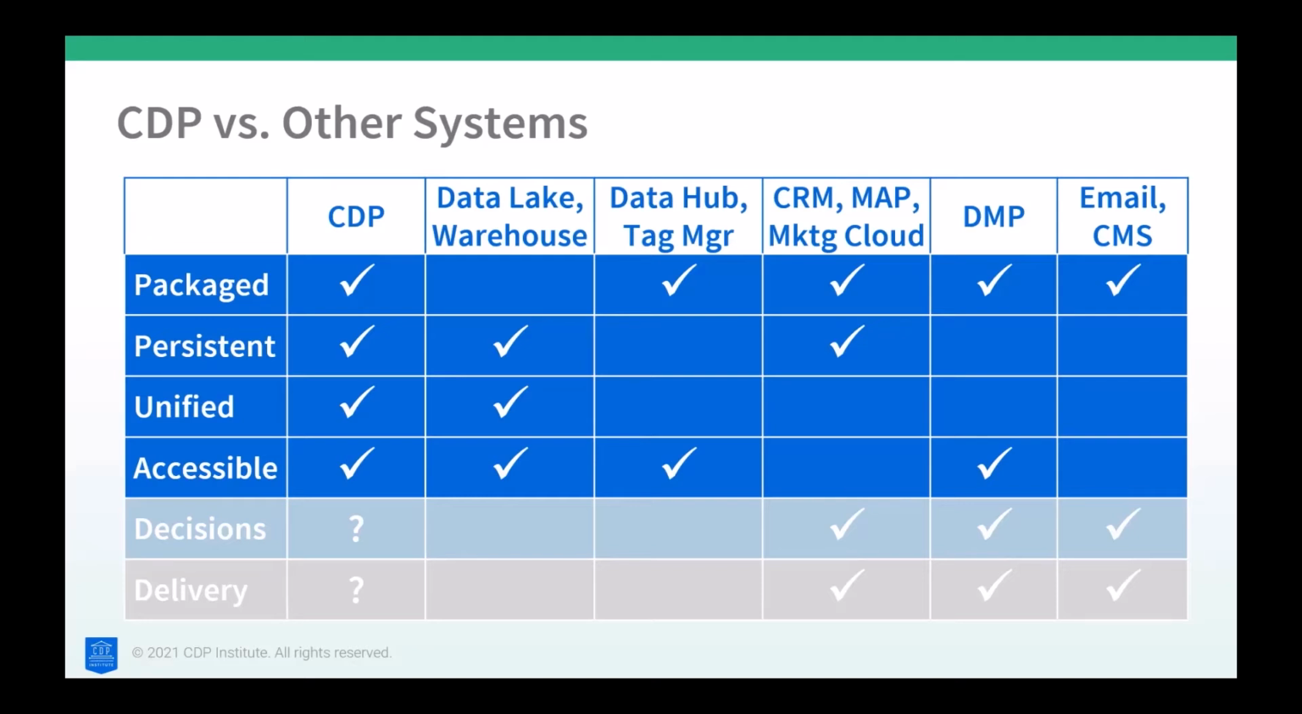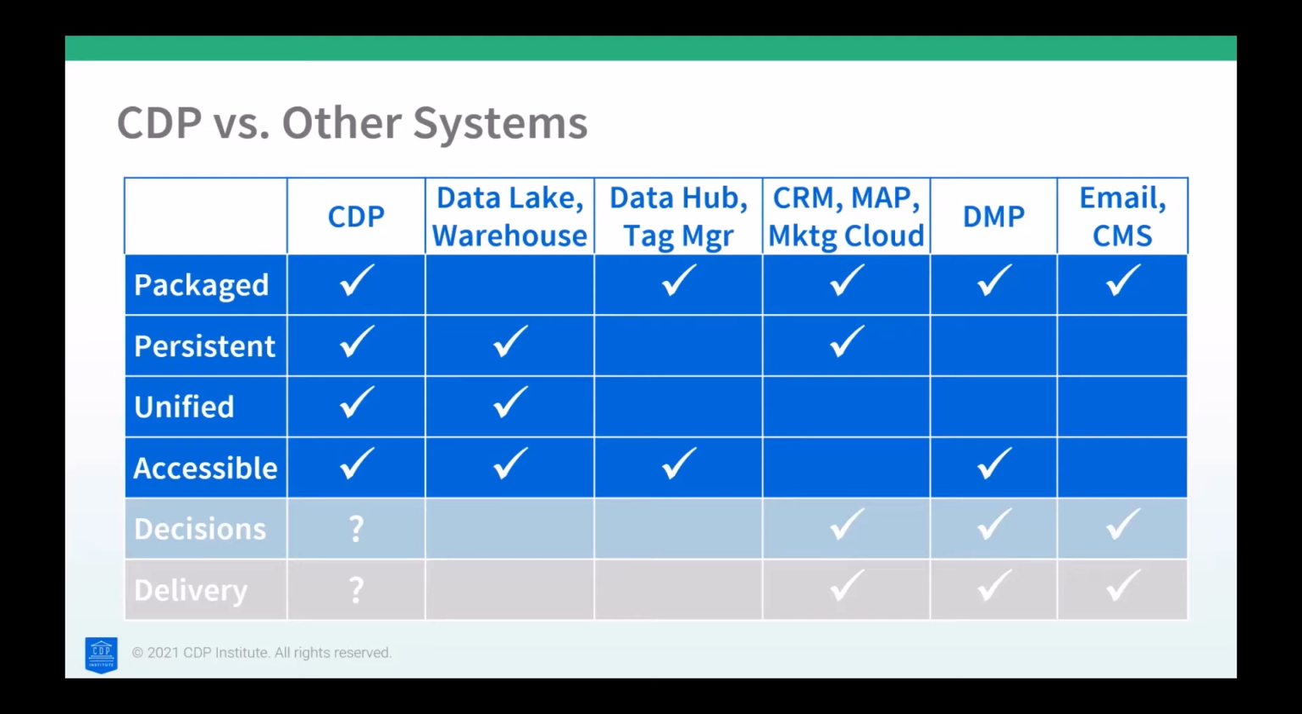Now, other systems also work with customer data, but they don't do exactly what a CDP does. You might have a data lake or a data warehouse. Most big companies today have those things, but they're not packaged software, they're custom built, which means they take longer and they cost a lot of money to run. They're usually pretty inflexible. You might have a data hub like a MuleSoft or something, or a tag management system that is packaged software.